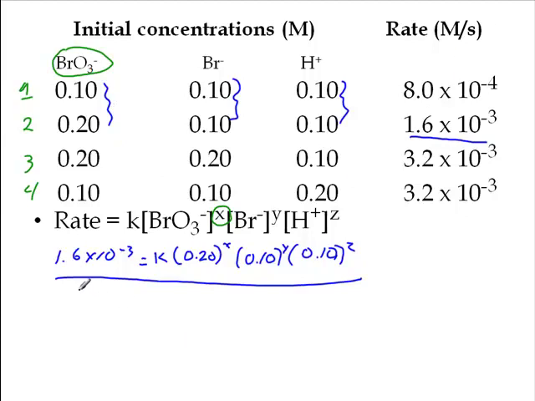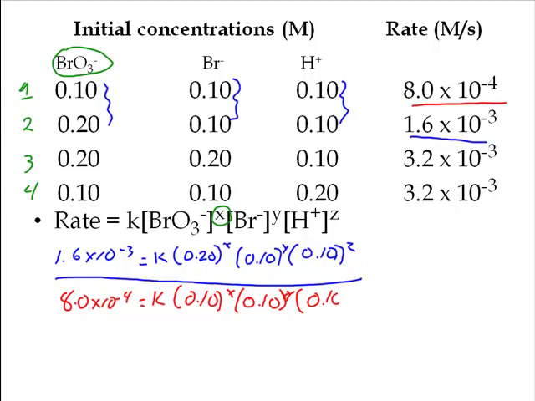All right, and we'll put experiment 1 underneath, which is 8.0 times 10 to the minus fourth. By the way, I got that up here in case you're wondering where to get that. And that equals k, and then that's 0.10 to the x times 0.10 to the y times 0.10 to the z. Now, because of the way we've set this up, all this cancels out, right?